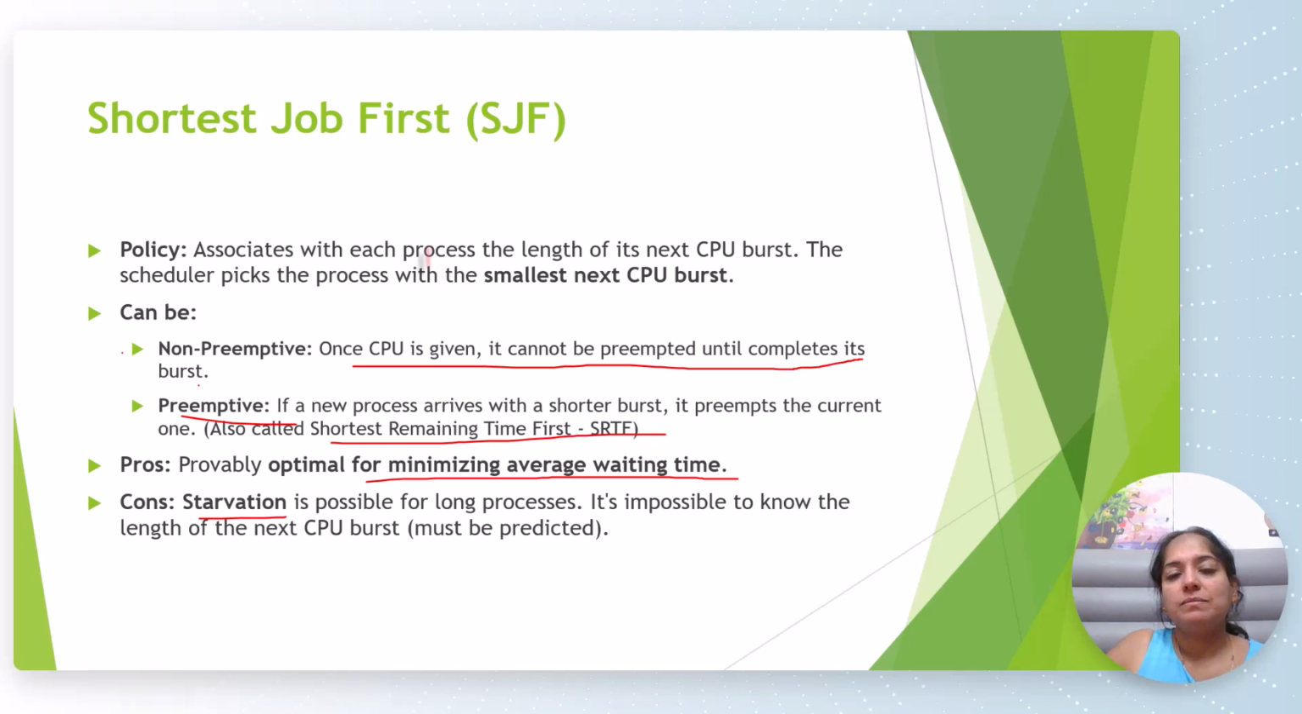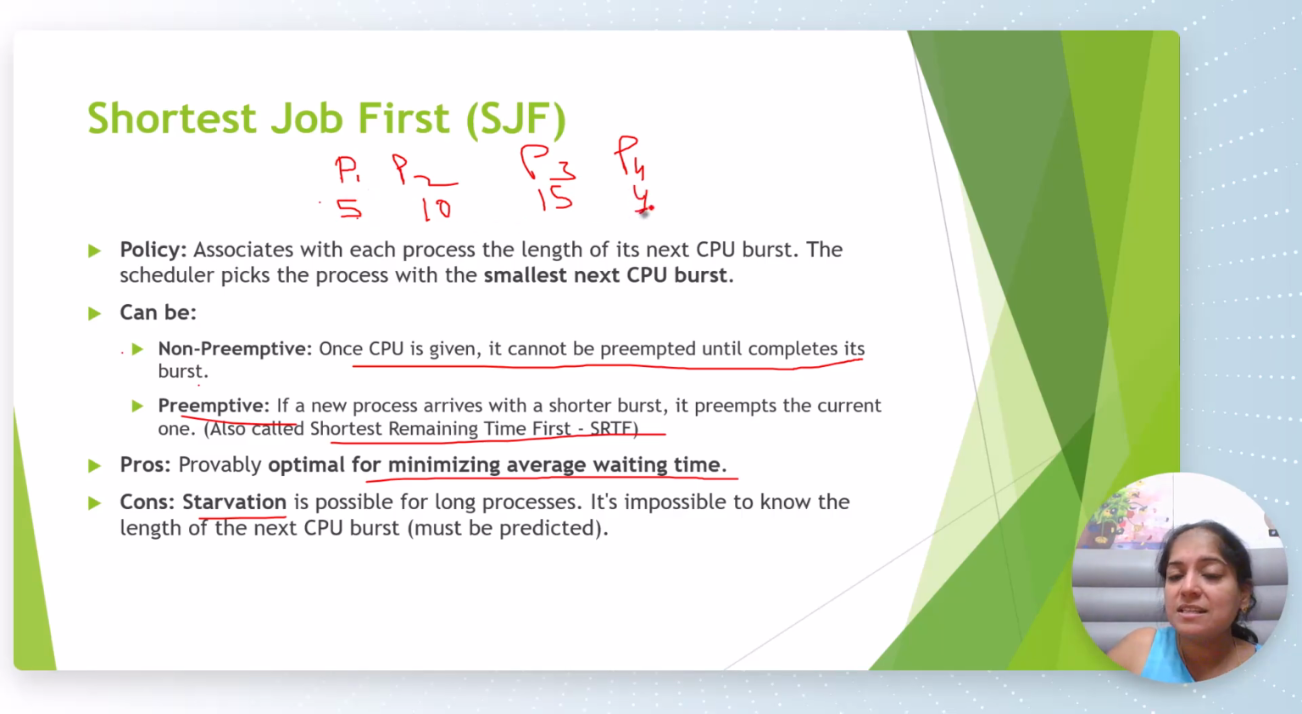Starvation. Let's say we have some processes P1, P2, P3. P1 has a shorter burst, like 5 milliseconds, then 10 milliseconds, then 15 milliseconds. The process of 5 milliseconds is executing. In the meanwhile, one more process P4 is loaded with a burst time of 4 milliseconds. The 4 millisecond process is executing. In the meantime, one more process is loaded with a burst time of, let's say, 5 milliseconds, and so on.